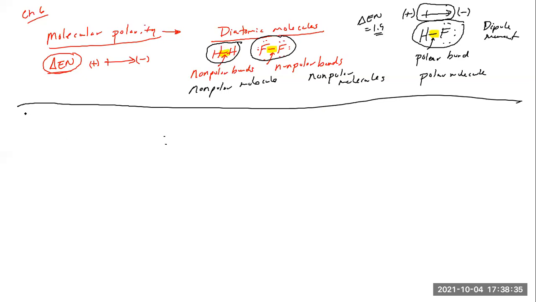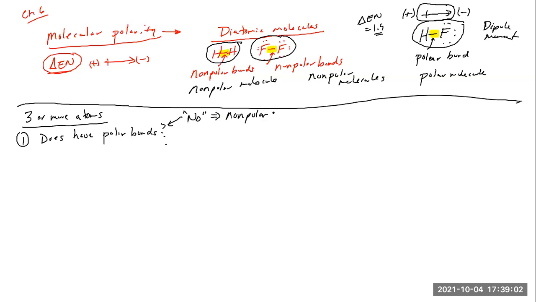So when we get 3 or more atoms in a molecule, you really have to look at 2 things when you're trying to decide about molecular polarity. The first thing is, does it have polar bonds? Clearly, if the answer there is no, then you can pretty much stop. It's going to be a non-polar molecule. If the answer is yes, then you need to go to number 2.